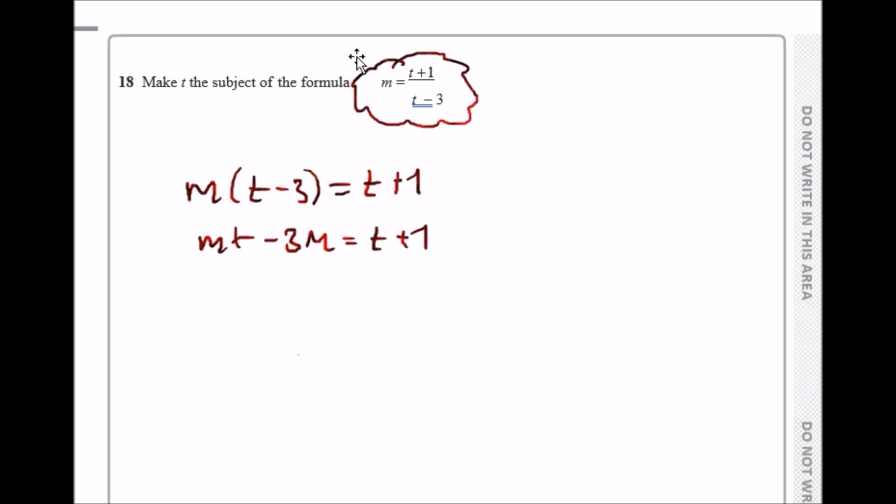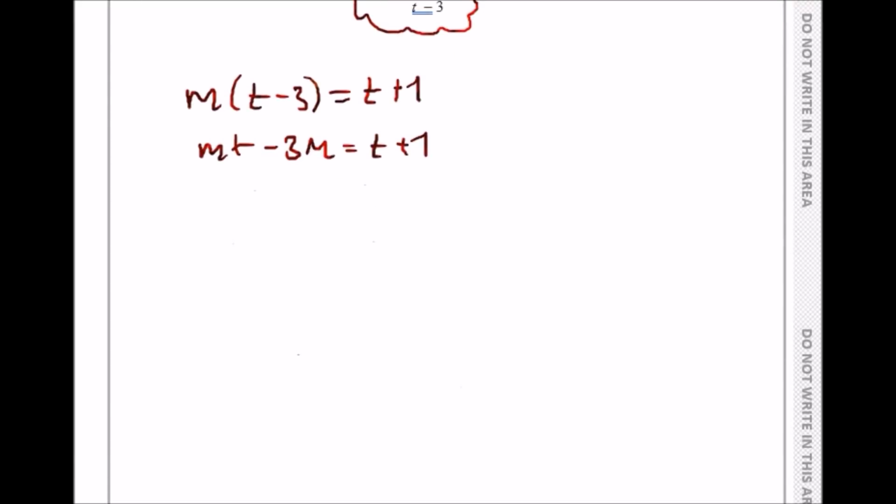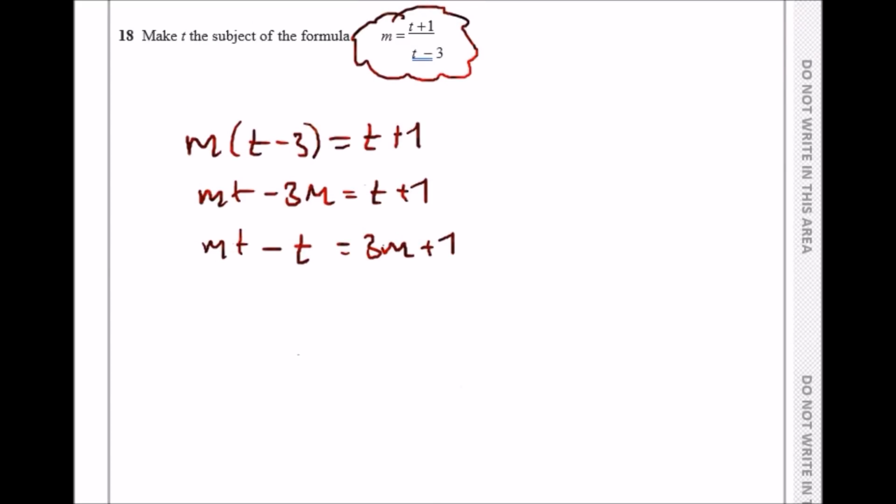Now the smart thing to do is to keep all the t's on one side and all the non-t terms on the other side. So here, let's subtract t and then add 3m. Subtracting t, we have mt minus t, and adding 3m, we have 3m plus 1. Now there's a trick here. The trick is, to get a t out of these two, you need to factorize t out. If we factorize t, we are left with m minus 1, and copying that to the right side, 3m plus 1.